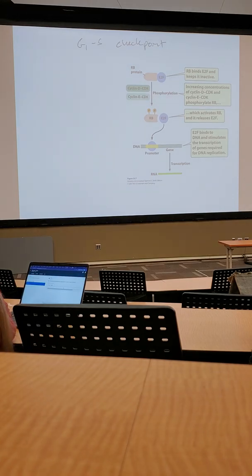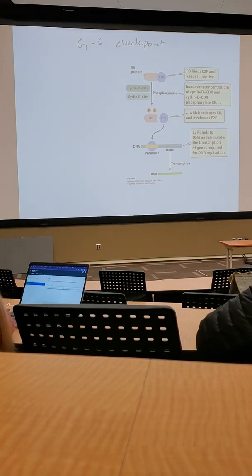So I don't know if your book puts a binary label on RB protein, but what would we think? If we were to classify RB based on this diagram as an oncogene, a proto-oncogene, or a tumor suppressor gene, what are we going to say? Oncogene.